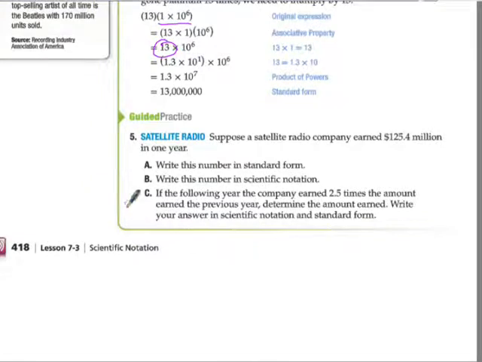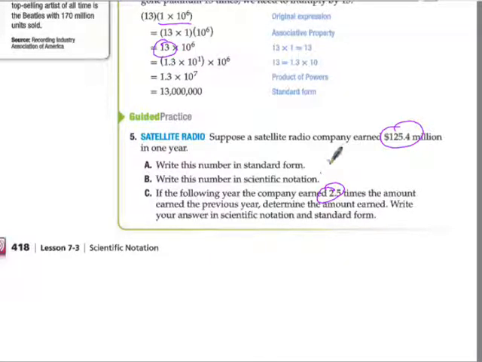Here, 5A, B, and C, it's a satellite radio company. It's their earnings in 1 year. So first, we write it out in standard form, then you write it in scientific, and then if the following year they get 2.5 times that amount, write your answer in scientific and standard. Okay, go ahead and do that now.